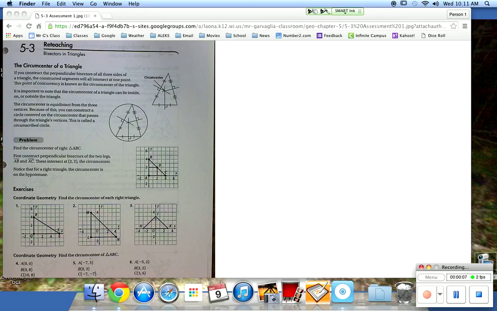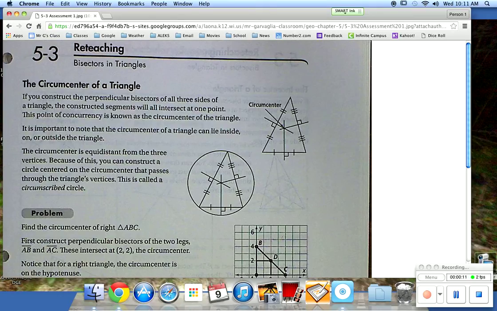Circumcenter of a triangle. Let's read what this is first before we go on. If you construct the perpendicular bisectors of three sides of a triangle, and listen up, and if the constructed segments all intersect at one point, this point of concurrency is known as the circumcenter of a triangle.